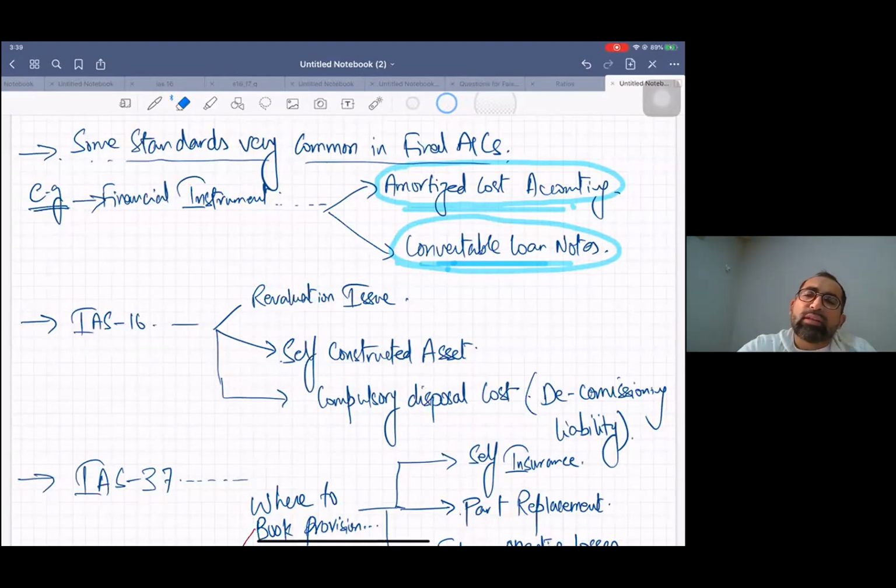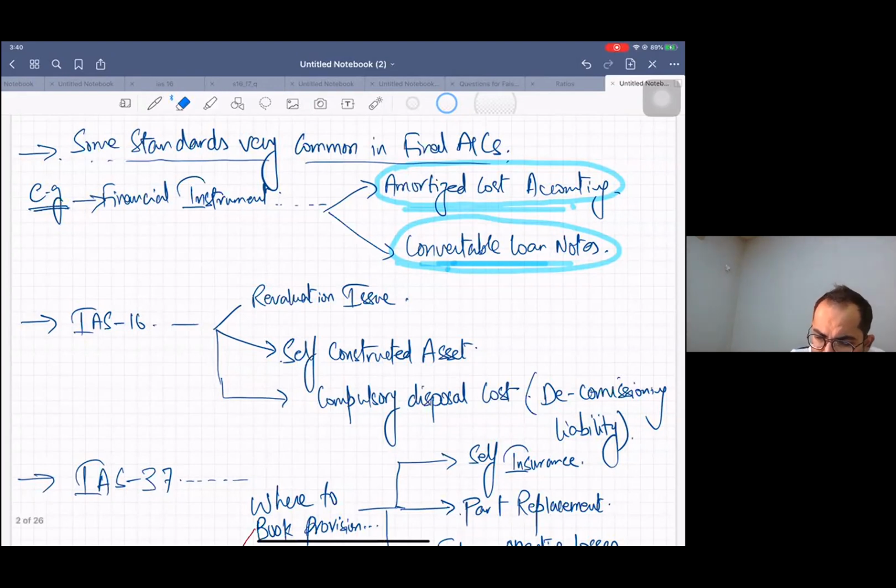And now one more thing. In future, when you sell this investment, when you dispose of these shares of fair value through OCI, all previous revaluation reserve will be transferred to retained earnings. That means a transfer within equity. So these are very famous areas which normally come in final accounts, and you must know them.